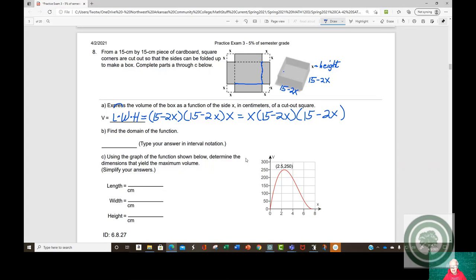Okay, now we're going to be asked for the domain. The domain is based on what numbers would make this not a box. Well, it wouldn't be a box if the length were zero, or the width were zero, or the height were zero. So you set each of these factors equal to zero, just like when you're solving. And then we really only need to solve one of these. Plus 2x.